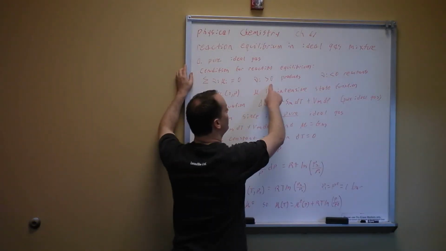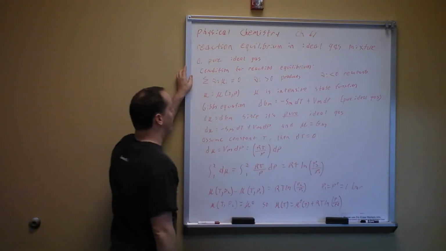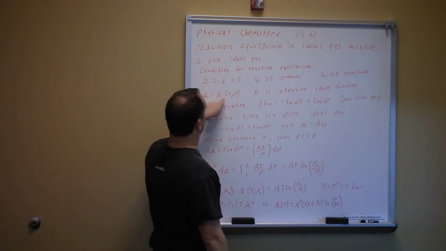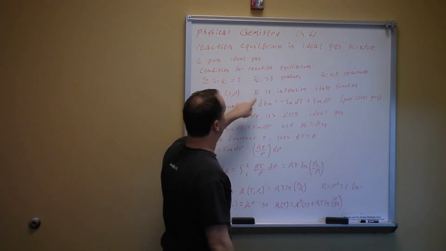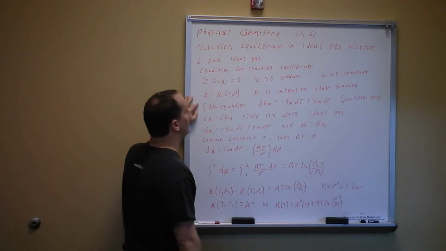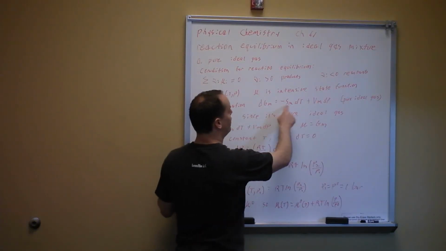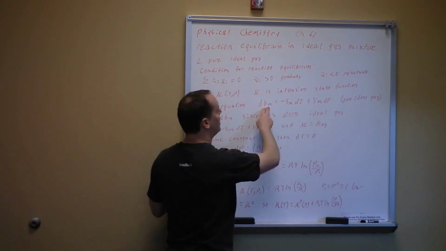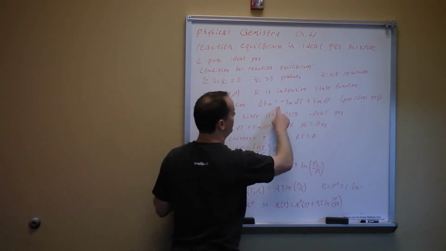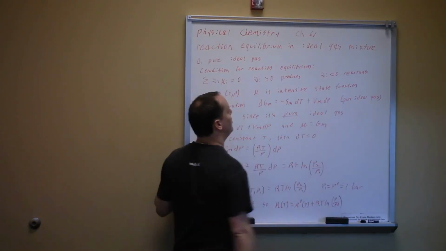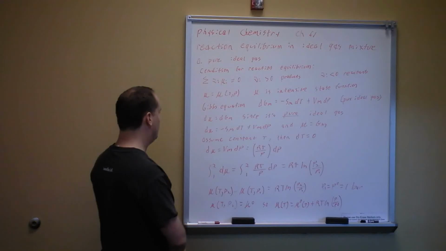Remember, ν_i is greater than 0 for products, ν_i is less than 0 for reactants. Now remember, μ is a function of temperature and pressure, and it's an intensive state function. Now, we have the Gibbs equation. Remember, dG is equal to minus S dT plus V dP, or if you divide that by n and get the molar form, then you have dG_m is equal to minus S_m dT plus V_m dP. And this is for a pure ideal gas.